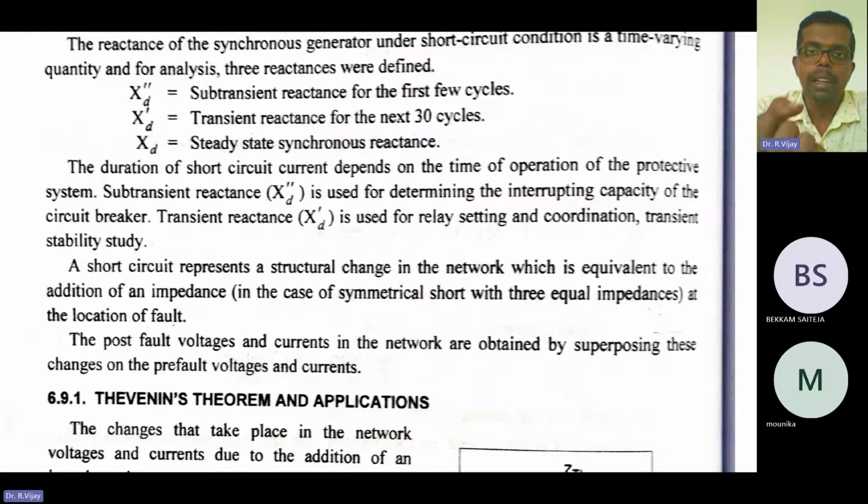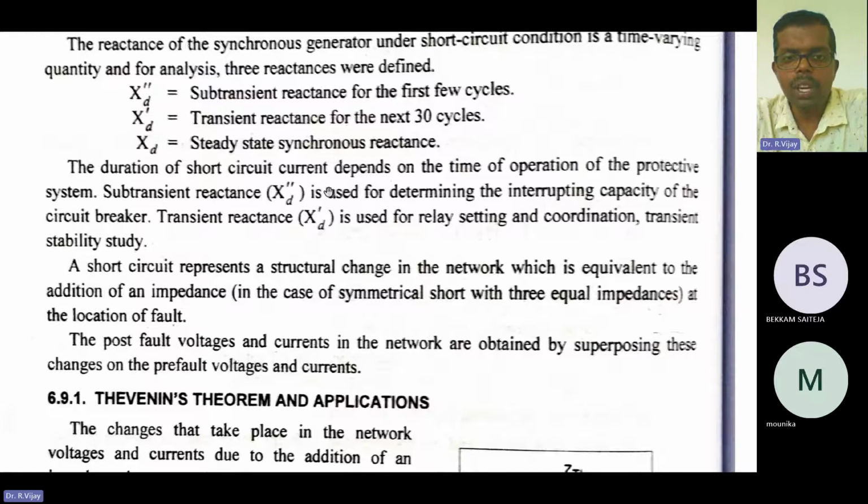Say for example, wherever the lightning may happen, from there to wherever the tripping may happen, for a few more kilometers we need to change that conductor, like that. Some things are there. So here XD is nothing but the steady state synchronous reactance.